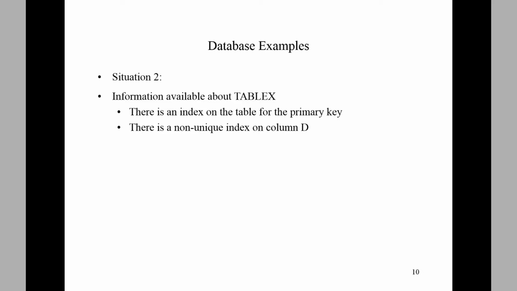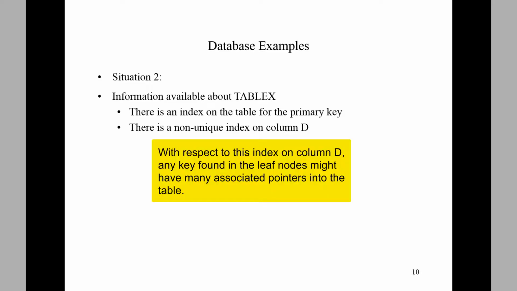Second situation, slightly different set of circumstances. There's now a second index on the table. We have the unique index on the primary key, column K, and there is a non-unique index that has been created on column D. So this is a non-unique index. What does that mean? It means that any value stored in column D can appear in multiple rows. This is in contrast to the uniqueness of the index defined for the primary key, column K.